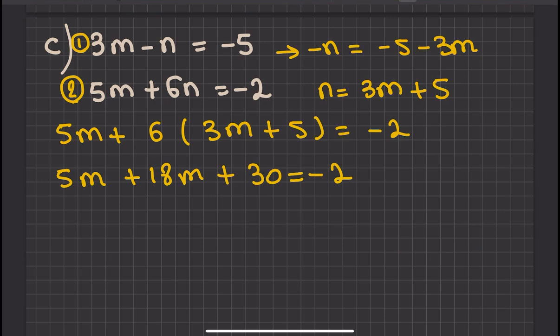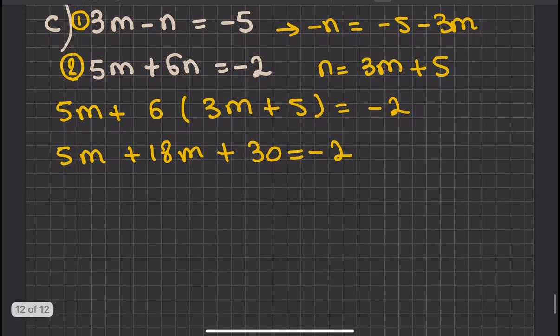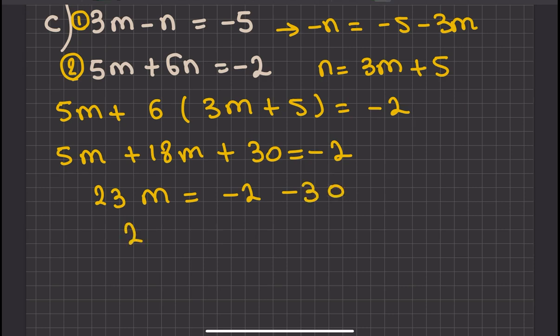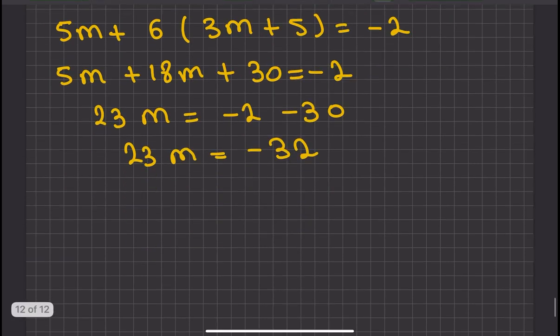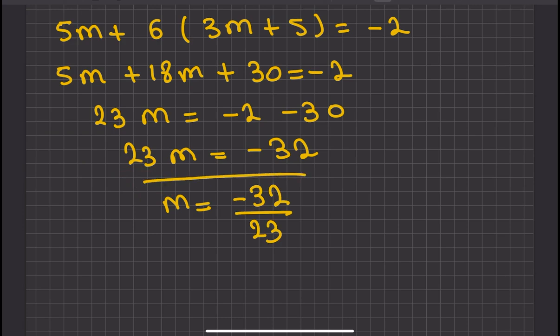I'm going to move the variable terms to the left and the numbers to the right side. So in here I'm going to have 5m plus 18m, which is 23m, equals minus 2 minus 30. So I'm going to have 23m equals minus 32. So m equals, divide both sides by 23, I'm going to have minus 32 over 23. This is what I have for m.